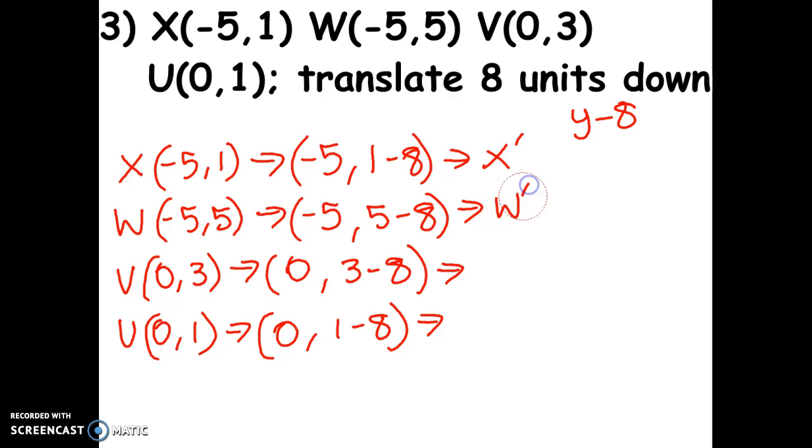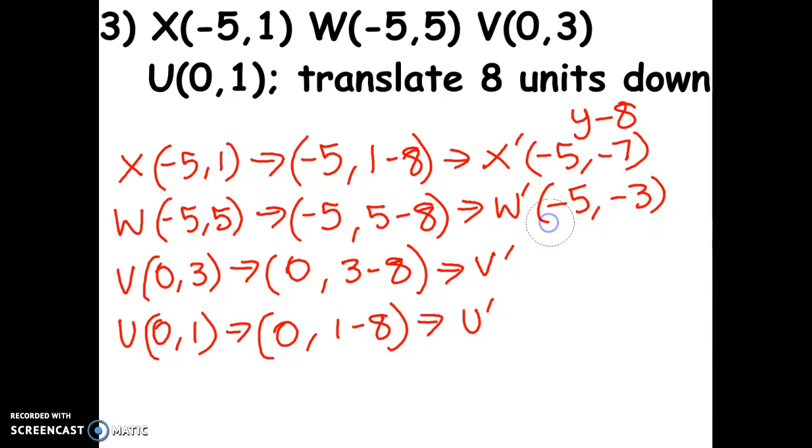All right, and now we are prepared to write our final answers. 1 minus 8 is negative 7. 5 minus 8 is negative 3. 3 minus 8 is negative 5. And again, 1 minus 8 is negative 7.